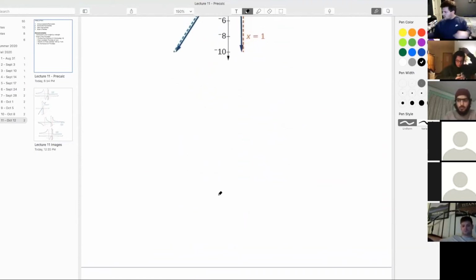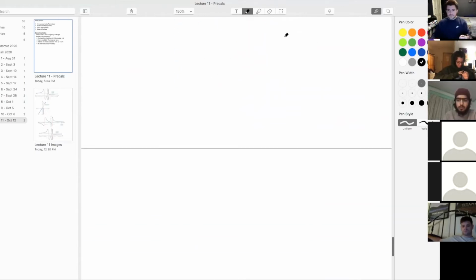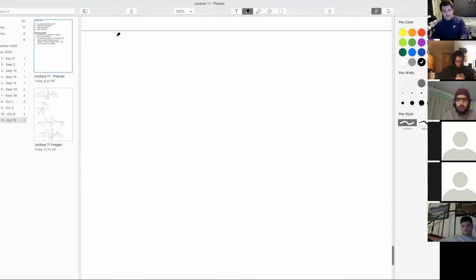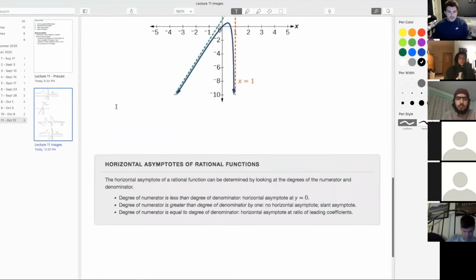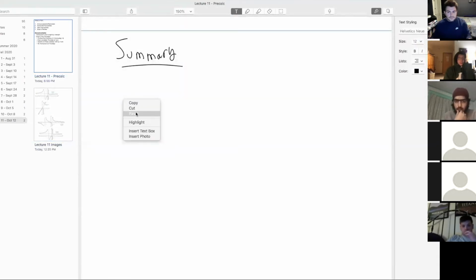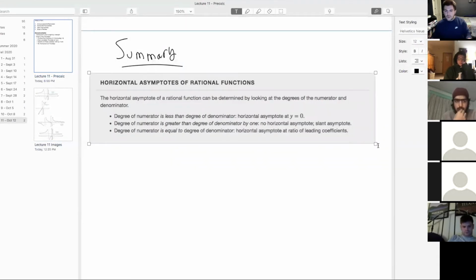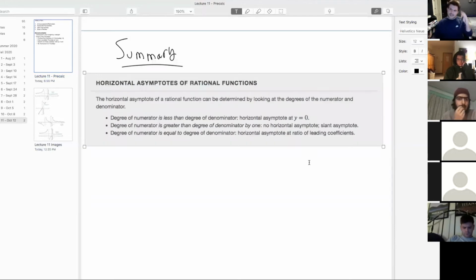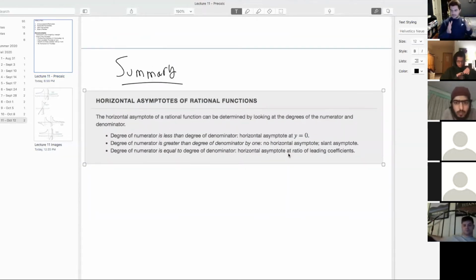All right, so I just have some examples. First I have a nice little summary. Oh yeah, here we go. What I have here in this box is just case 1, 2, and 3 in a nice little box.